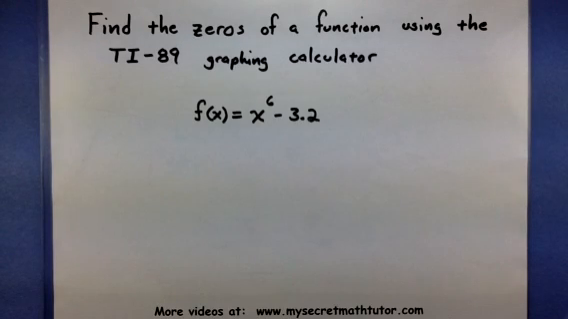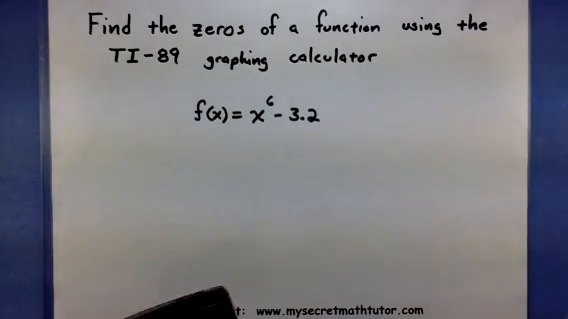Today, we're going to use our graphing calculator to help us find the zeros of a function. And to help us out, we have this lovely function here, f of x equals x to the 6th power minus 3.2. So let's go ahead and grab our TI-89 here.